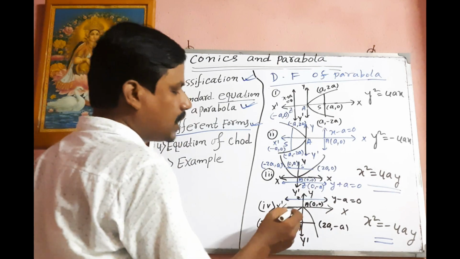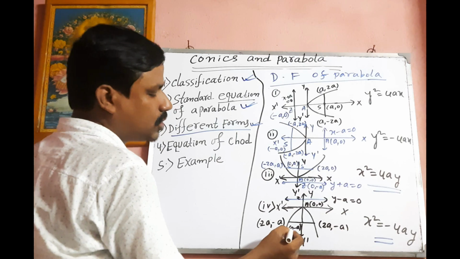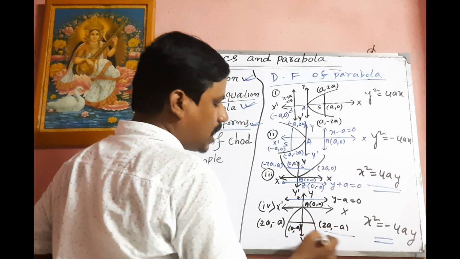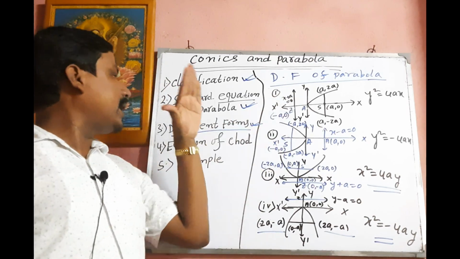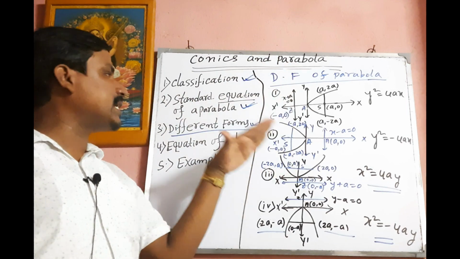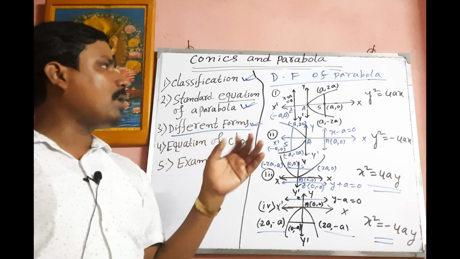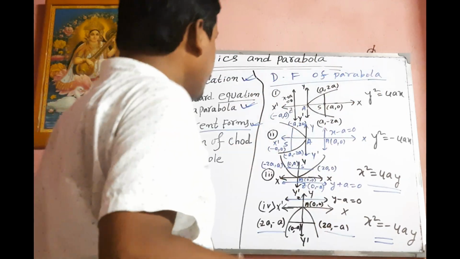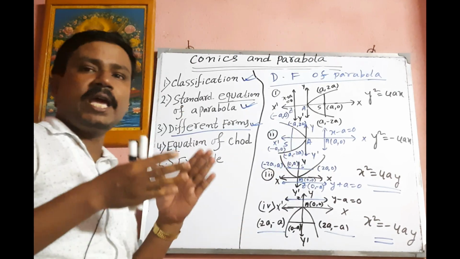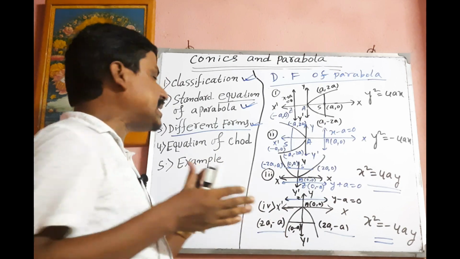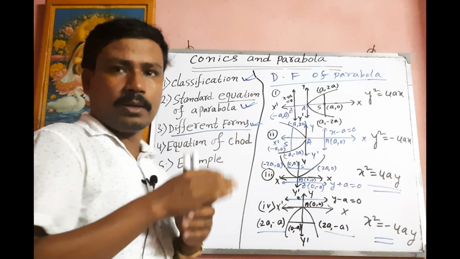Similarly, in the fourth part, this is the A point, this is the Z point, and this is the S point. The coordinate of S is 0 comma minus a. This fourth part is the explanation of the fourth standard equation of parabola. This completes the different forms of parabola. And now the next part, that is the equation of the chord.